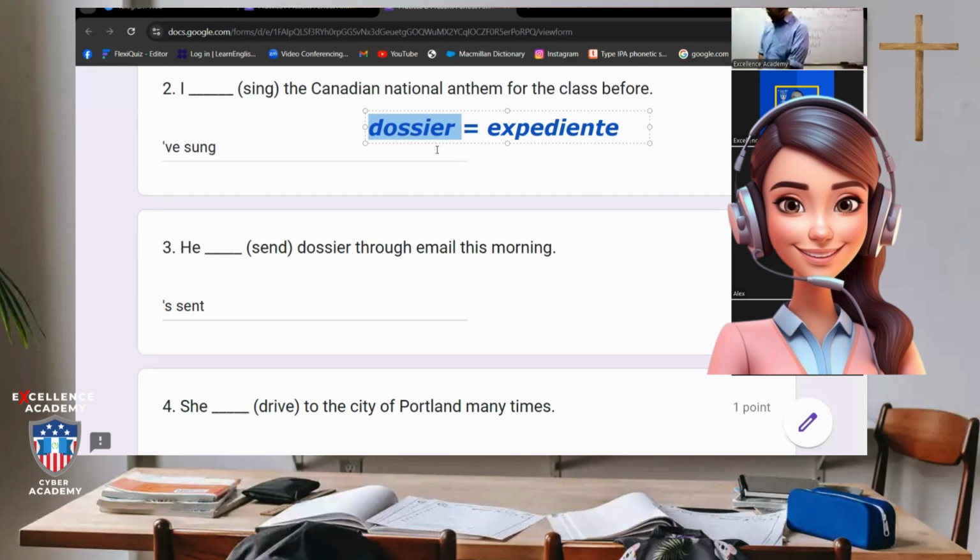Dossier. That's right. Now, interesting note on the word dossier. Did you know that 20 to 25% of English vocabulary is of the French language? So 25 to 30% of the words that we use in English originate from French, the French language. So the word dossier is also a French word that we use in English.